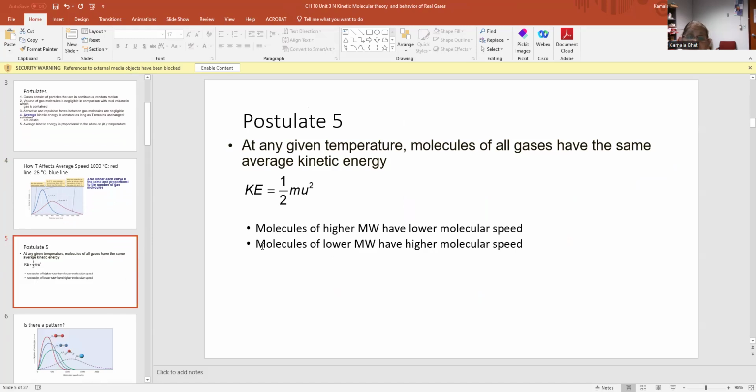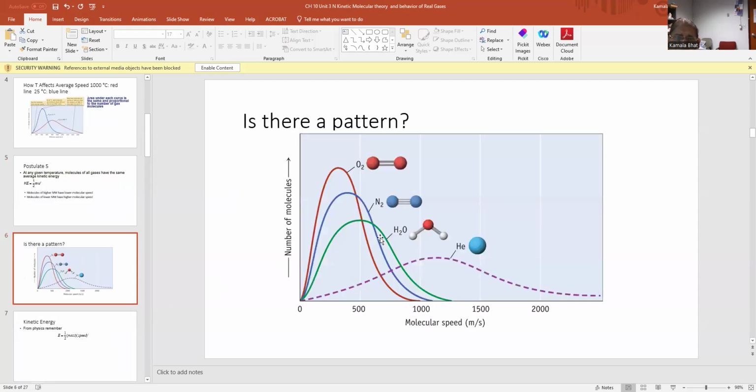Now the next postulate is that at any given temperature, molecules of all gases have the same average kinetic energy. But the kinetic energy is given by 1/2 mu squared, where u is the speed. Molecules of higher molecular weight have lower molecular speeds, and those with lower molecular weights have higher molecular speeds, which is easy to understand.